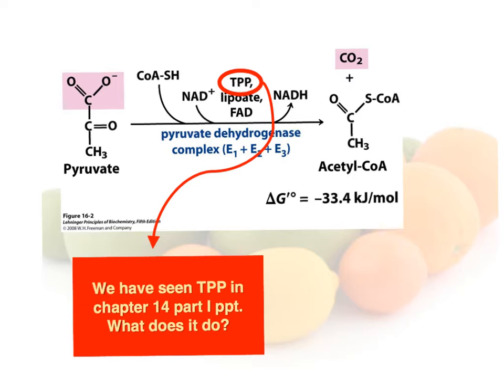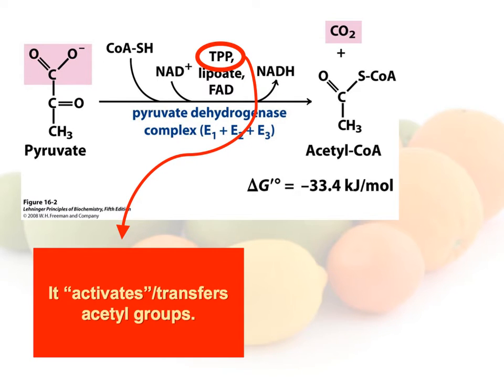TPP and lipoic acid do very similar things. What they're involved with is many times important because it activates or helps with the transfer of acetyl or acyl groups. Acetyl is a specific one, meaning it's only got 2 carbons. Acyl doesn't define how many carbons it has. That's why many times we'll say fatty acyl groups. But this time we can specifically say acetyl because it's acetyl-CoA that pyruvate is being turned into.